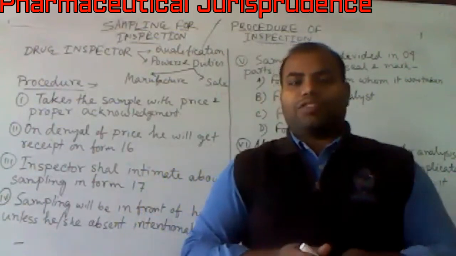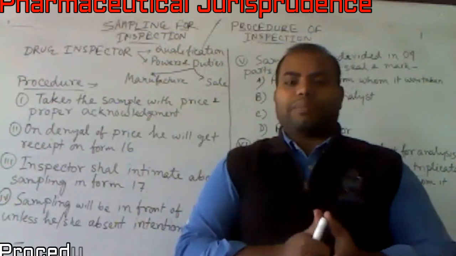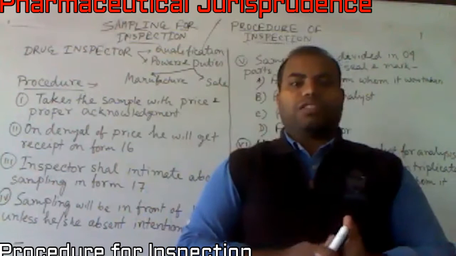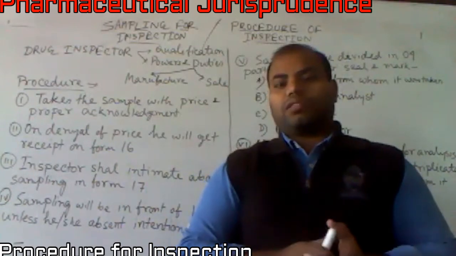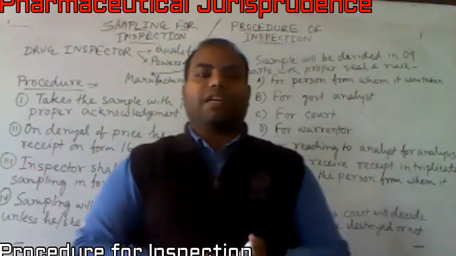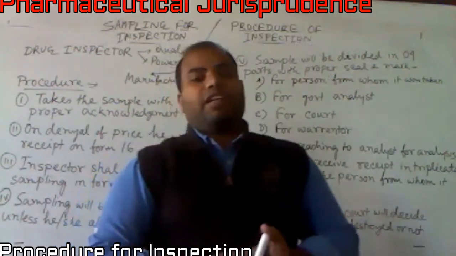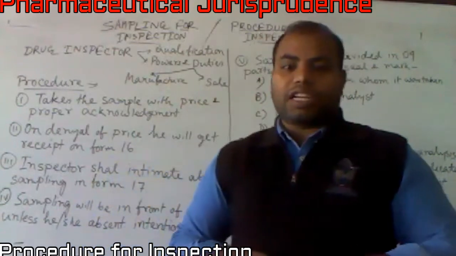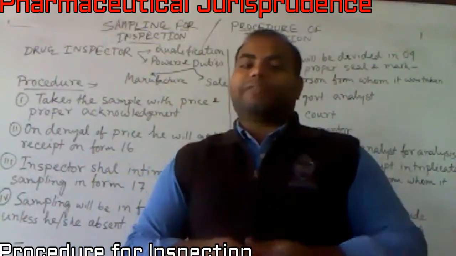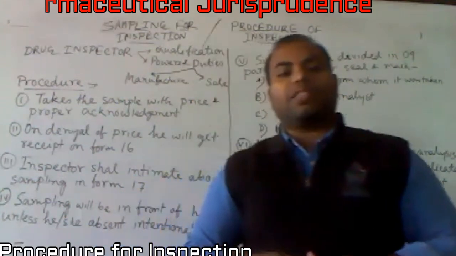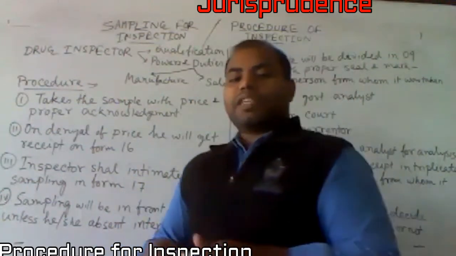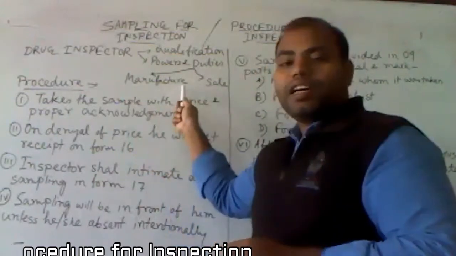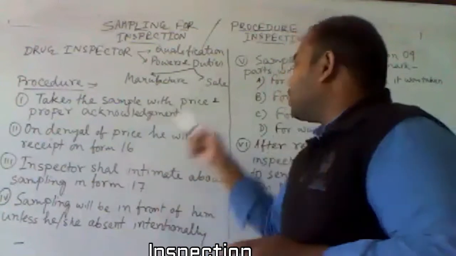And in Pharmaceutical Jurisprudence, we are studying the chapter on the Drug and Cosmetic Act 1940 and its Rules 1945 thereunder. Under this chapter, in the last class, we studied the drug inspector, their qualification, and their powers and duties. The basic function of the drug inspector is inspection, either of drugs or cosmetic substances in the manufacturing area, or of drugs or cosmetic substances in the sales area.